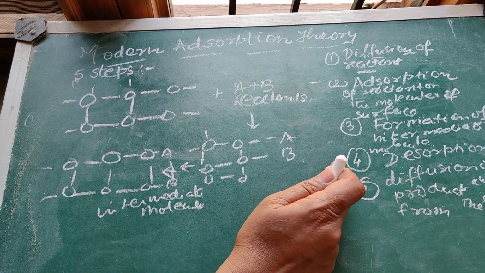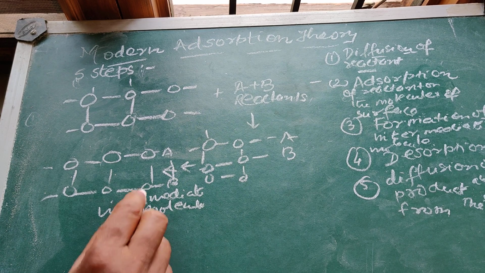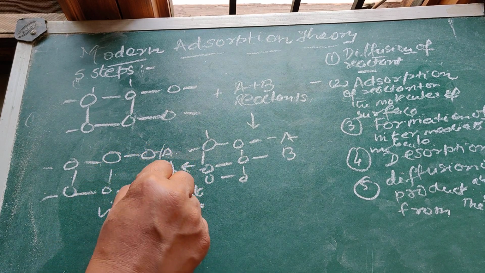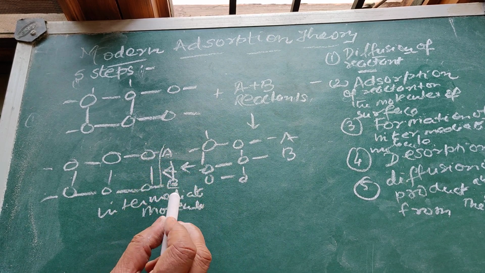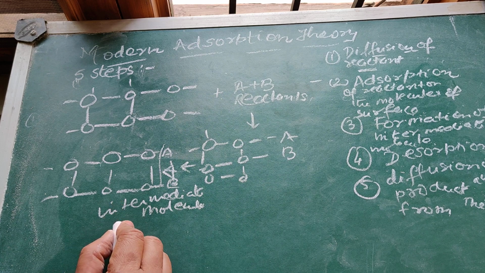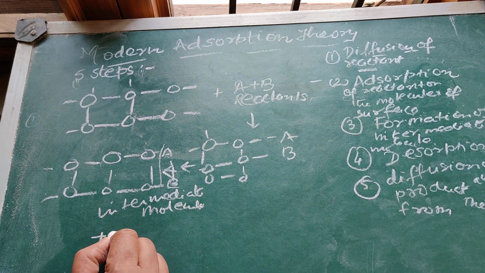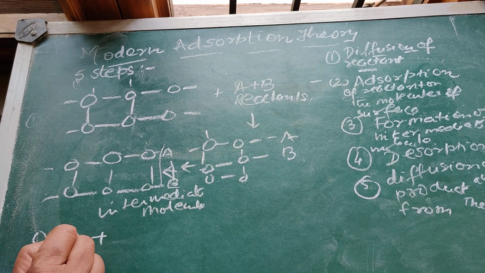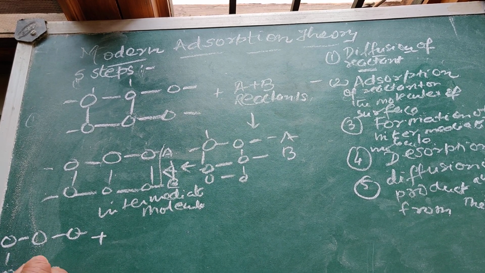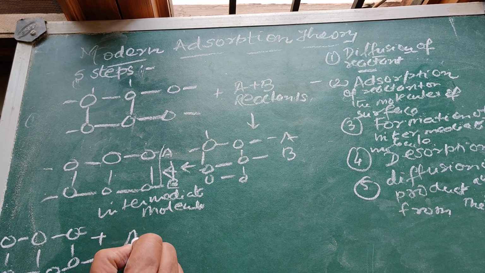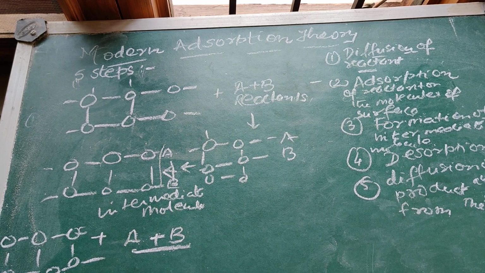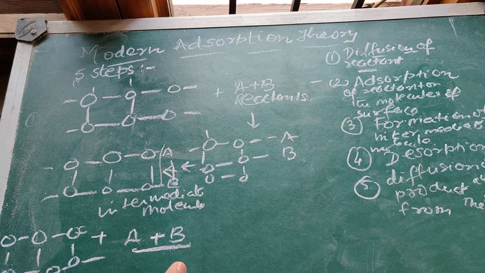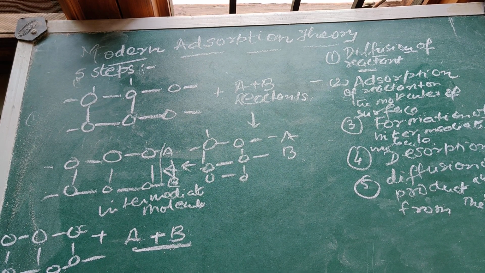Then the fourth step is what? Desorption. After that, desorption is the opposite of adsorption, that is the atoms of the reactants will go away, and thus you will get the surface, that is the catalyst, like this, same as it was before, plus A plus B the reactants. So this is the modern adsorption theory. I hope you have understood.